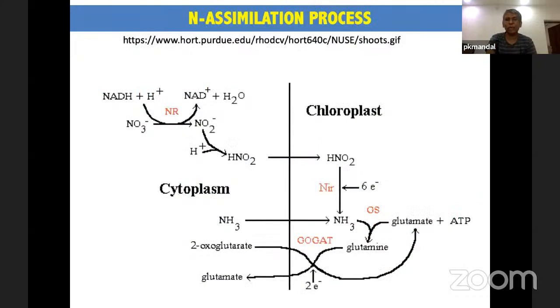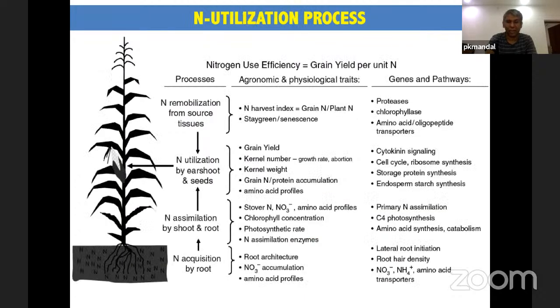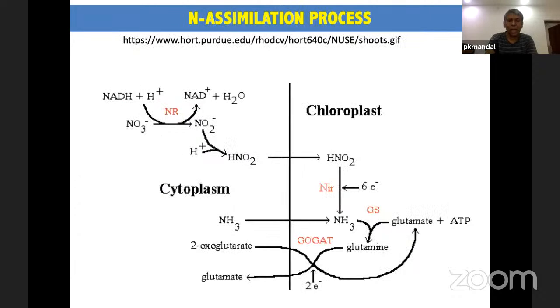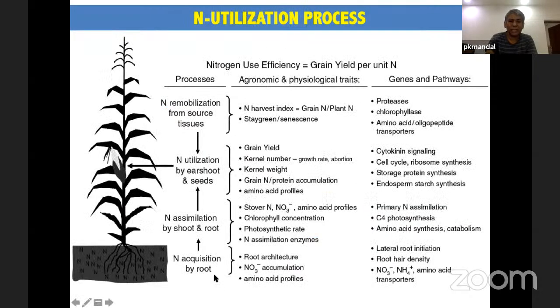And this is what I am trying to show, how it goes. And there are quite a few genes which are involved in that, right? And this is the process of how you do the acquisition of the nitrogen from the root, and then how you assimilate, meaning how it goes to the body, and then how you utilize it for making the crop. Here it is economic yield.